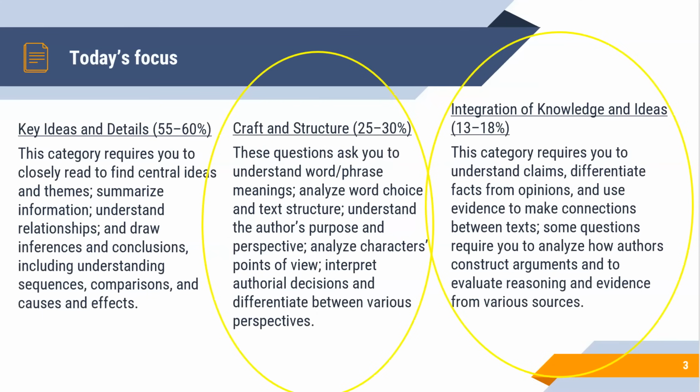Today we're going to be focusing on two types of questions. We're going to focus first on craft and structure and second on integration of knowledge and ideas. Craft and structure questions often ask you to understand word and phrase meanings, analyze word choice and structure, understand the author's purpose and perspective, analyze character's point of view, interpret decisions the author makes, and differentiate between various perspectives. Integration of knowledge and ideas questions require you to understand claims, differentiate facts from opinions, use evidence to make connections between texts, and some questions will require you to analyze how authors construct arguments and to evaluate reasoning and evidence from various sources.